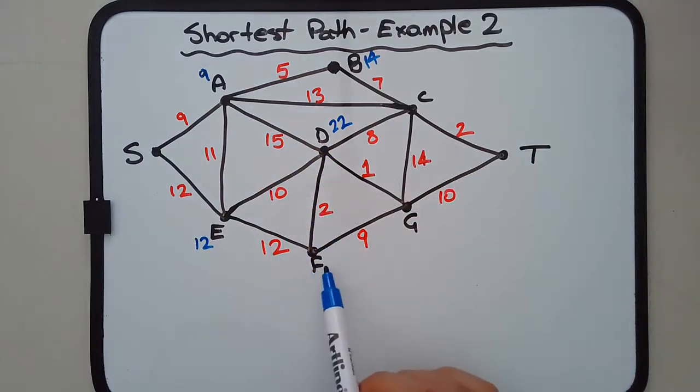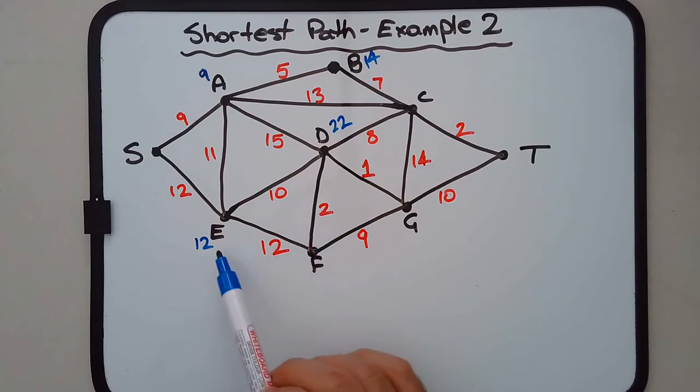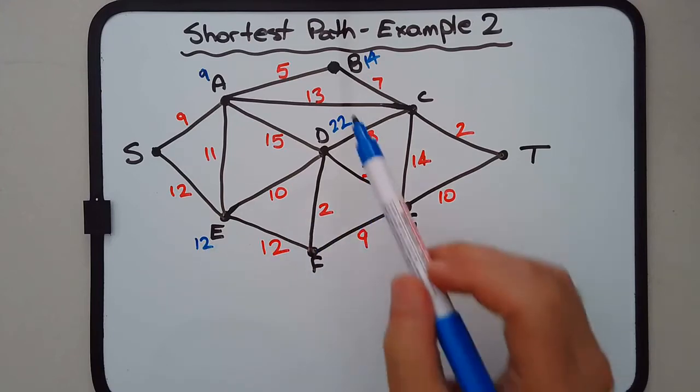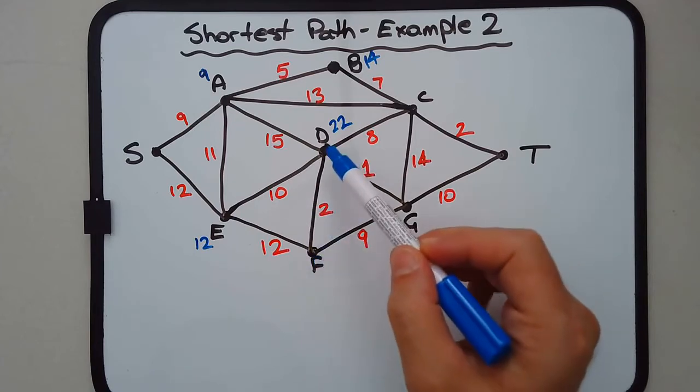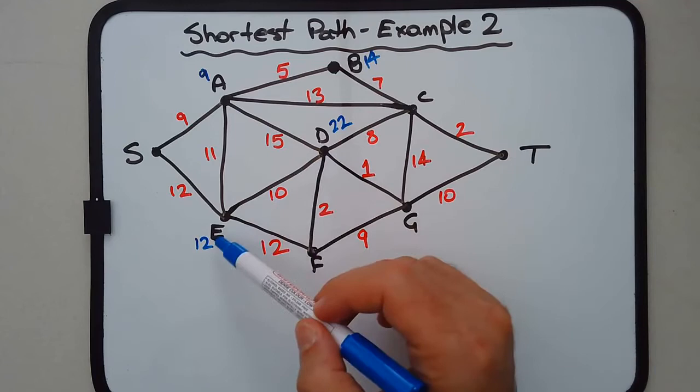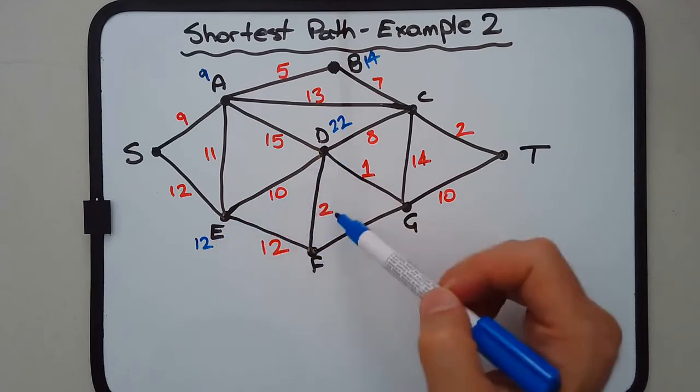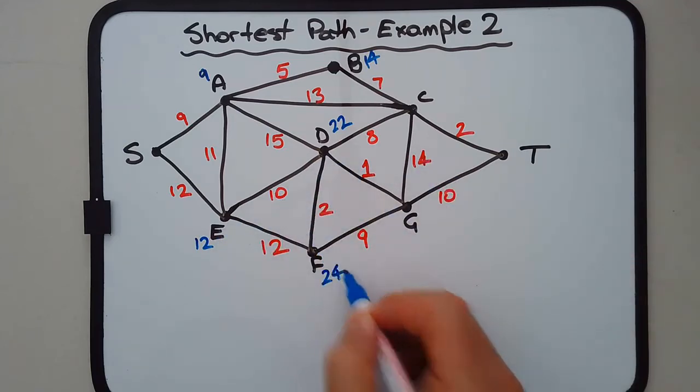So the last one to consider now is F. To get to F, we can go from E to F directly, which is 12 plus 12, which is 24. Another way to get to F is to go indirectly via D, so E, D, F, again adding 2, and you end up with 24 as well.